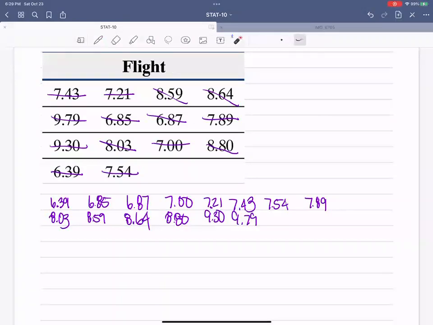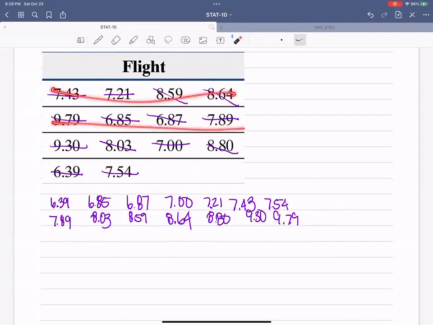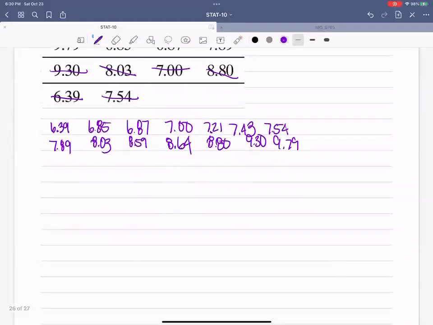And just to make sure, we have 2, 4, 6, 8, 10, 12, 14. And just to keep it a little bit more organized, let's actually make it top half, bottom half. There we go. All right, so that's us organizing it in ascending order.